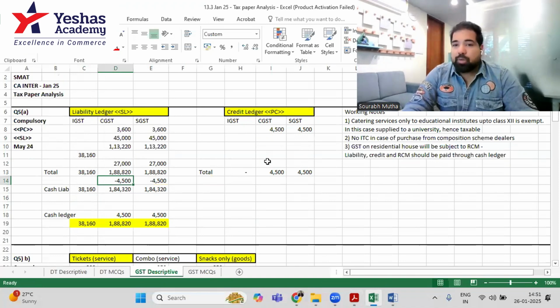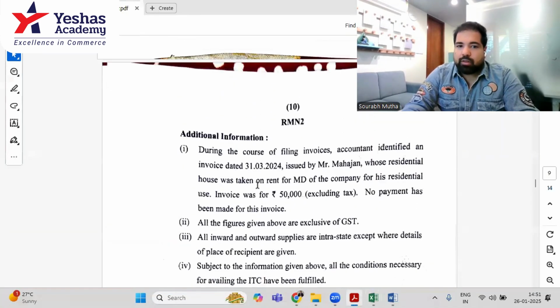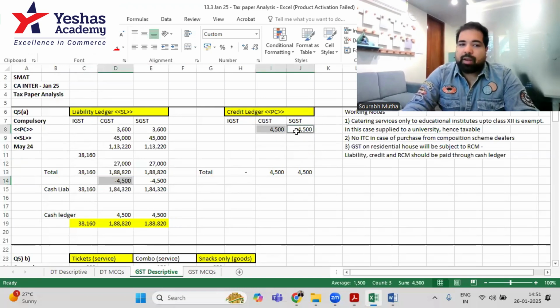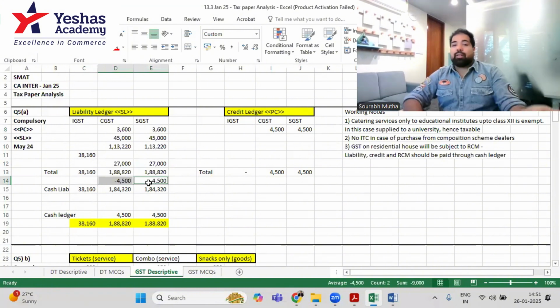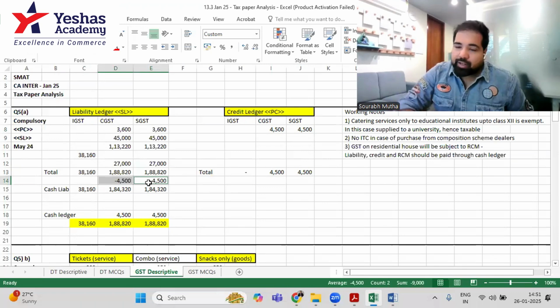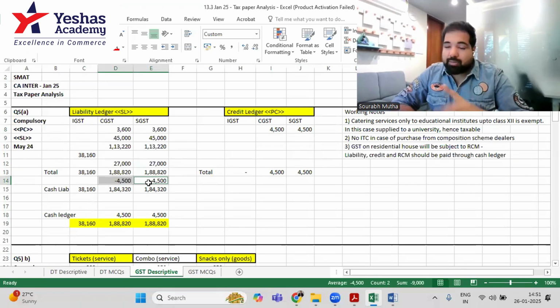Next, because it's a purchase, this is something that you've taken. So it will also go into the credit ledger. So basically two impacts here. And the third impact is this 4,500, 4,500 has to be paid through the cash ledger only, because RCM you cannot pay through the credit ledger. So there are three impacts. Repeating, RCM has three impacts.